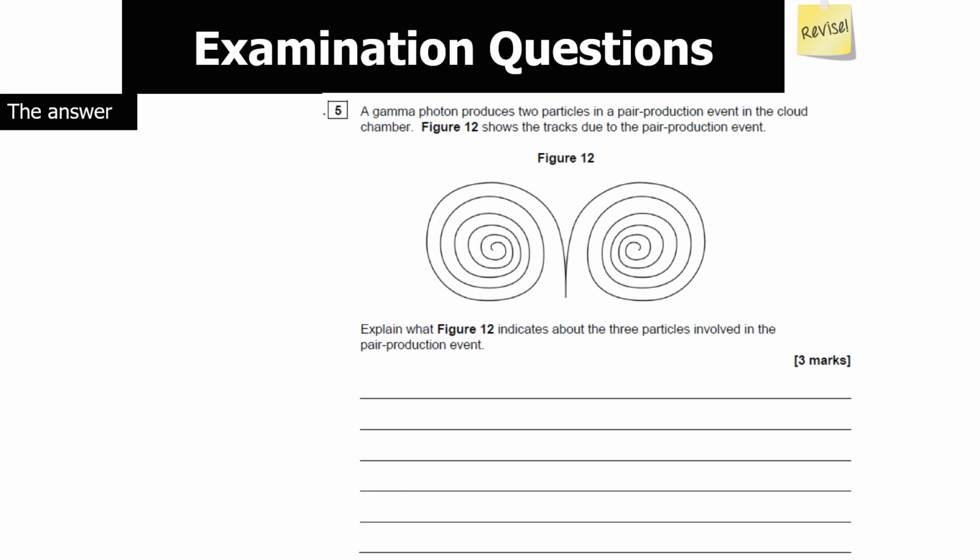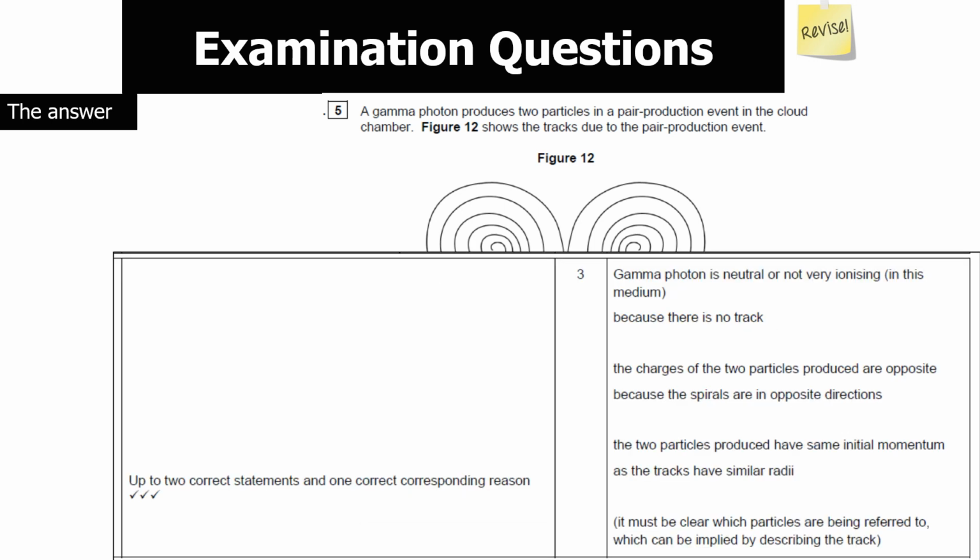Right, it's a very common question to link magnetic fields and particles, because that's how particles were first discovered and understood in the 1950s to 1960s. Because our particles have spirals in opposite directions, that tells us straight away that the charges of the two particles produced in the pair production event are opposite. But they must have the same momentum, so most likely the same mass and the same velocity, but in opposite directions, because the tracks have similar radii.